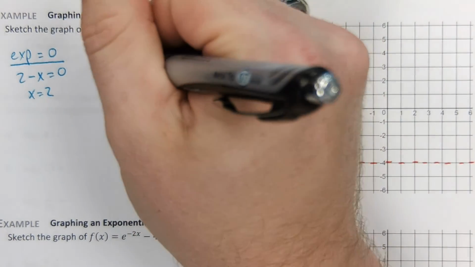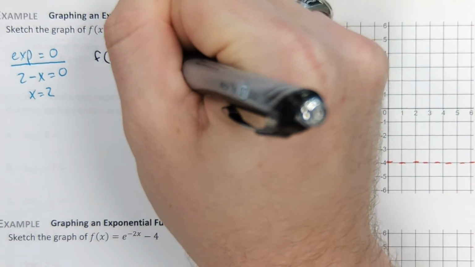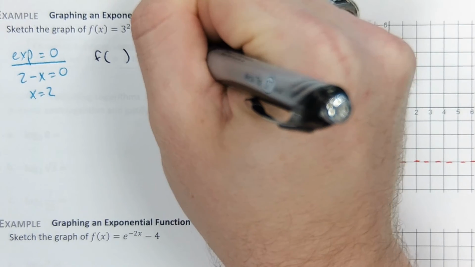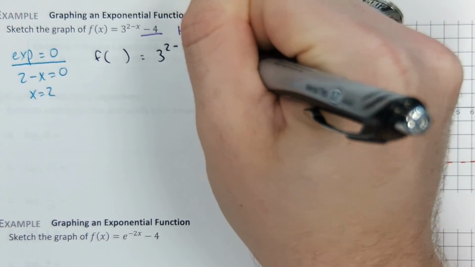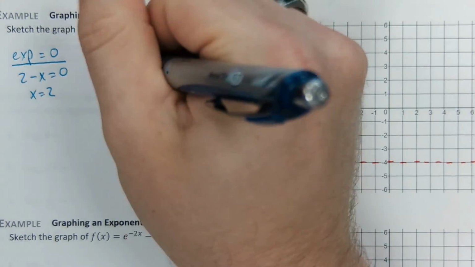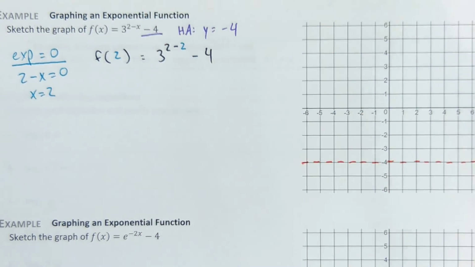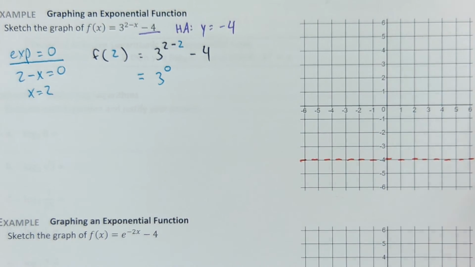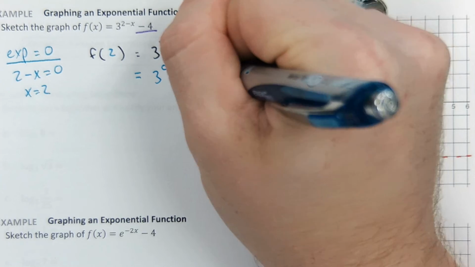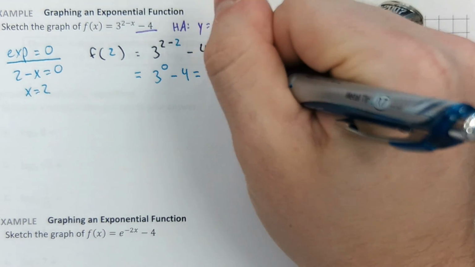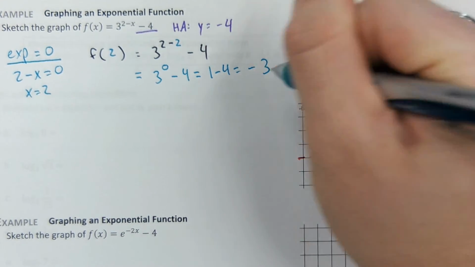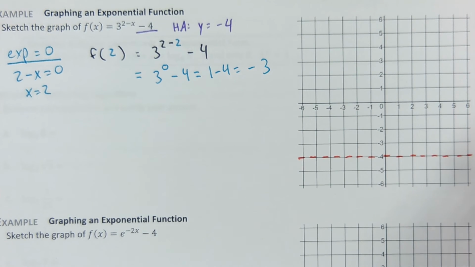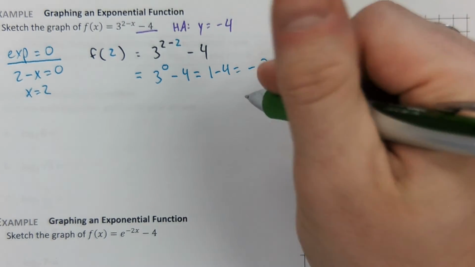Time to evaluate. Everywhere there's an x, we're going to throw a 2. No trickery this time. It does say 3 to the 0, which is 1. We have a pretty point then at 2 comma -3.